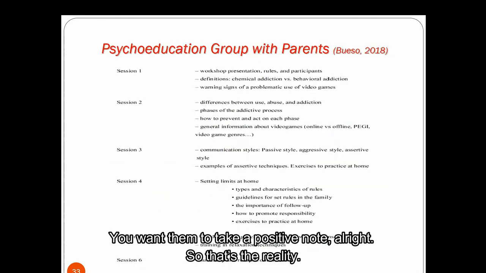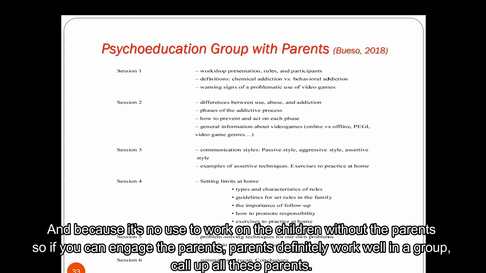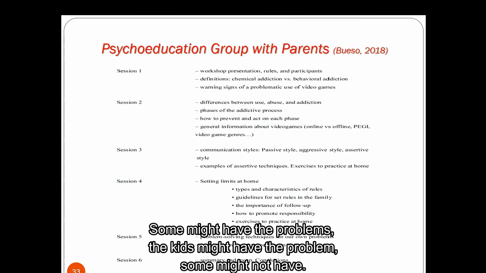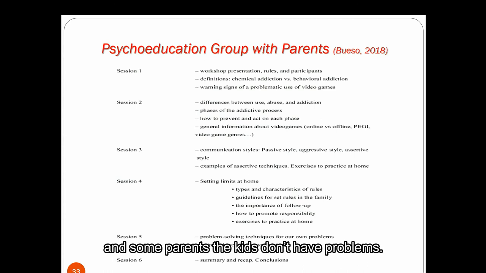So that's the reality. Now, there are also increasing programs that target the parents, because it's no use to work on the children without the parents. If you can engage the parents, it definitely works well in a group. Call up all these parents. Some of their kids might have problems, some might not. Treat it as a parent support group rather than a psychoeducation group. You might have some parents whose kids have problems and some whose kids don't, and you call them together.